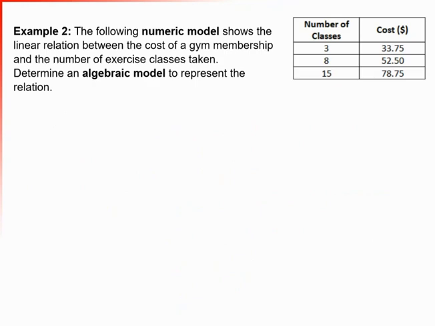All right, example 2. The following numeric model, so a table, shows the linear relation between the cost of a gym membership and the number of exercise classes taken. Determine an algebraic model to represent the relationship. So, an algebraic model would be an equation. All right, good.